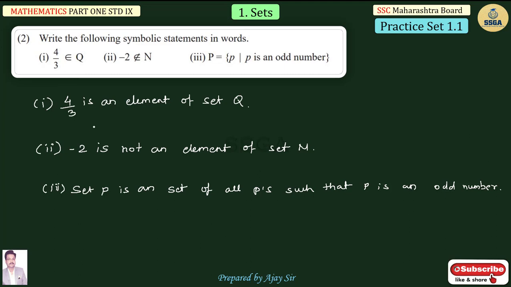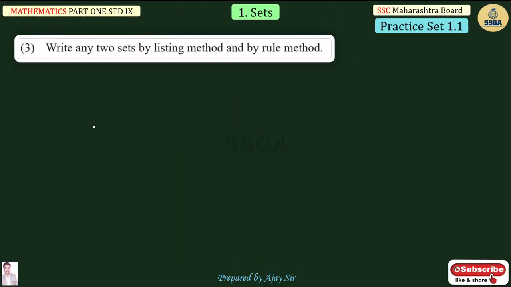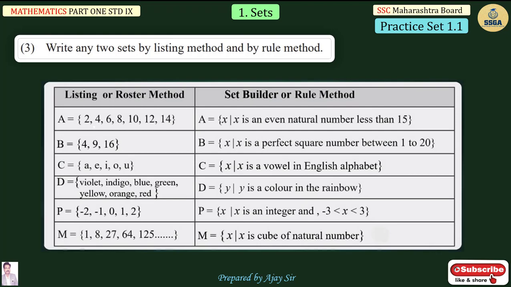Let us start the next question. Write any two sets by listing method and by rule method. So you have to write any two examples in both forms. Let us consider these examples. So we discussed just now, any two examples we can write in both forms, listing method and also set builder form. Out of these examples you can write, or you can write your own examples. So this is the answer of this question.